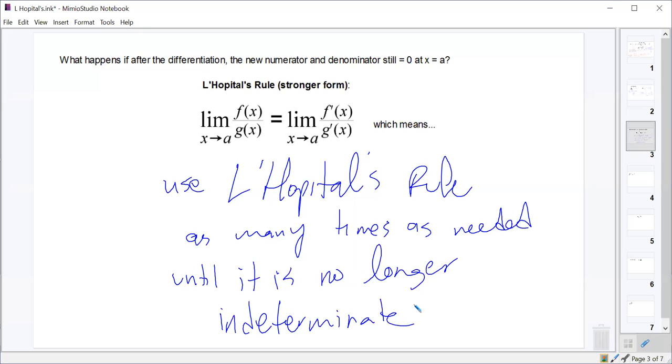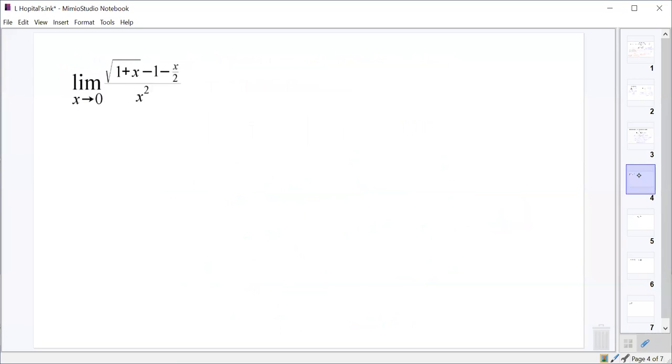So if I give you a limit to find and it's not indeterminate to start with, don't just try to use L'Hopital's rule. You'll get the wrong answer. This only works when it is indeterminate. Good. So you always have to check and plug in the original number and make sure it's indeterminate before you go and use the rule. Good or no? Good. All right. So let's take a look at this one.